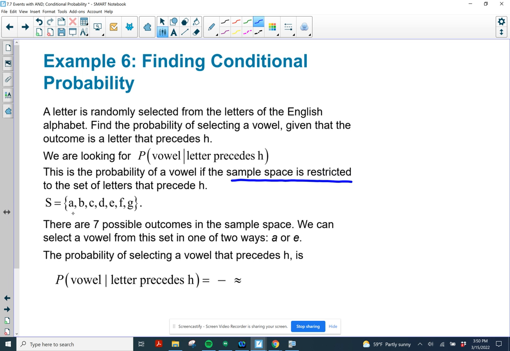So our sample space, or the total possible outcomes, is right here. That is 7, and 2 of those are vowels. So my probability is going to be 2 out of 7. The probability of selecting a vowel that precedes H is 2 out of 7. And if we needed a decimal for that, we just do 2 divided by 7, and we get approximately 0.286.